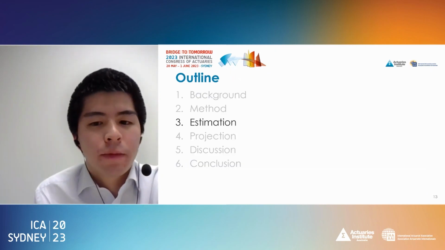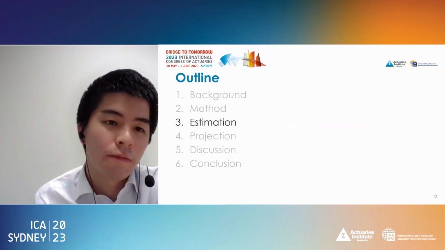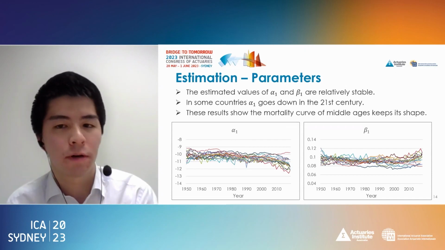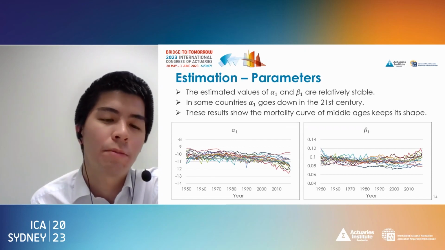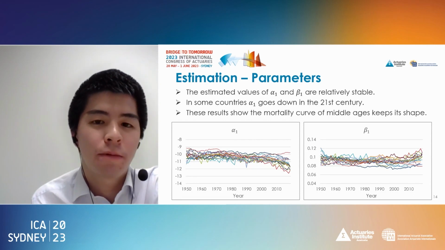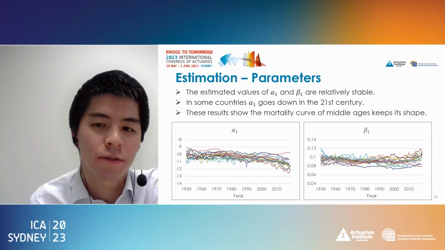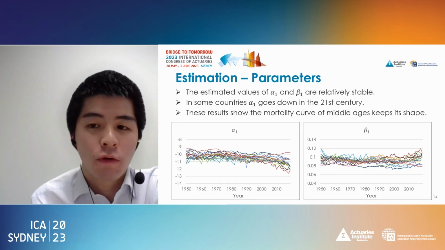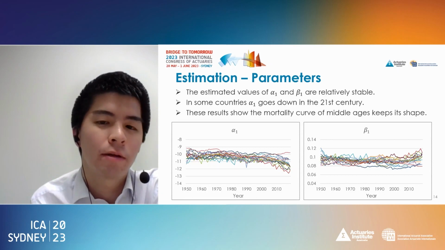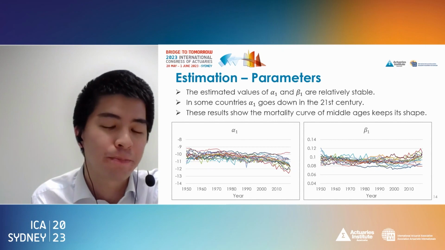Okay, and next, I will show you the results of estimation. At first, let's look over the estimated values of each parameter. These graphs represent the estimated values of alpha 1 and beta 1 for all 15 countries. Both parameters are relatively stable, which implies that the middle age mortality keeps its shape during this period.